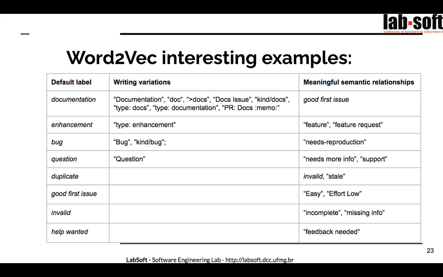Finally, I present some interesting examples from the Word2Vec model. In the second column, we can see some writing variations. But in the last column, we can see meaningful semantic relationships. For example, bug with needs reproduction, question with needs more info and support, duplicate with invalid and stale, and good first issue with easy and effort low.